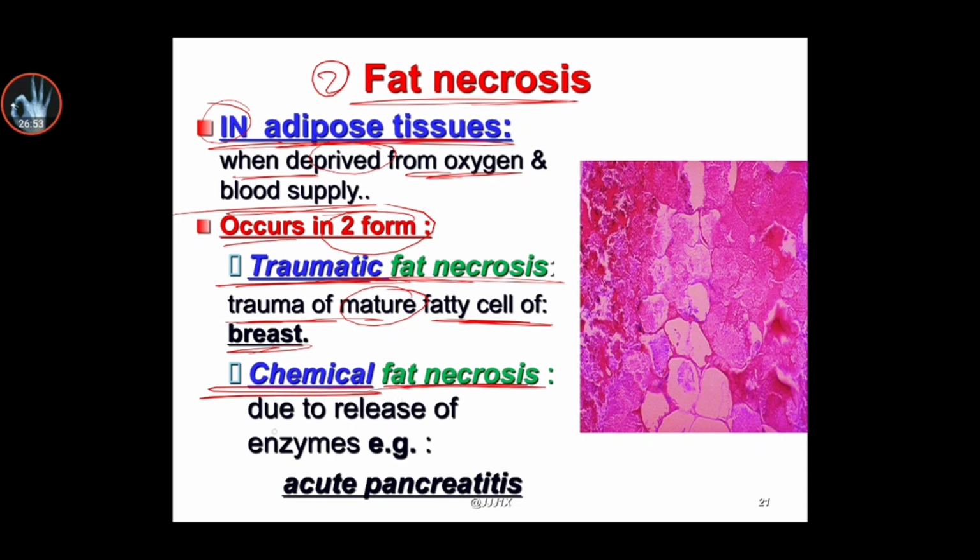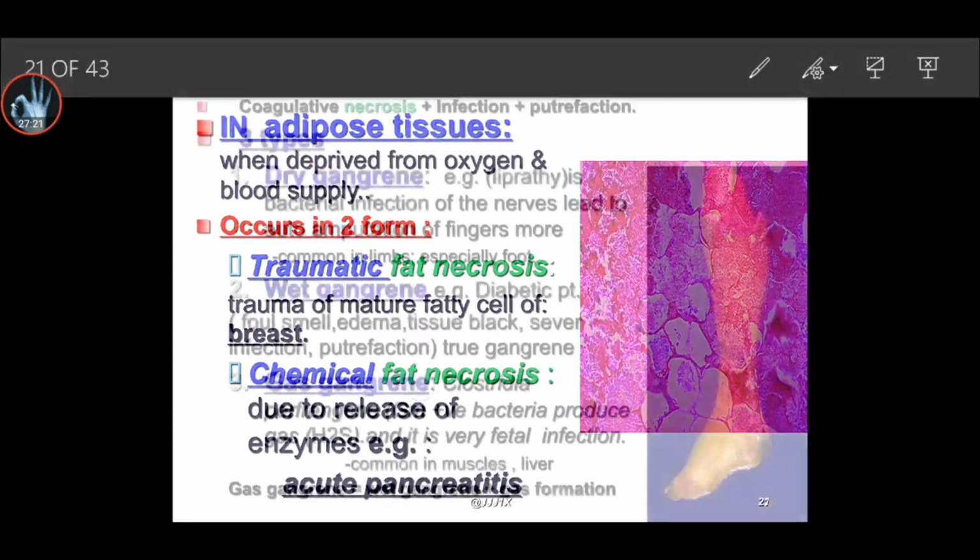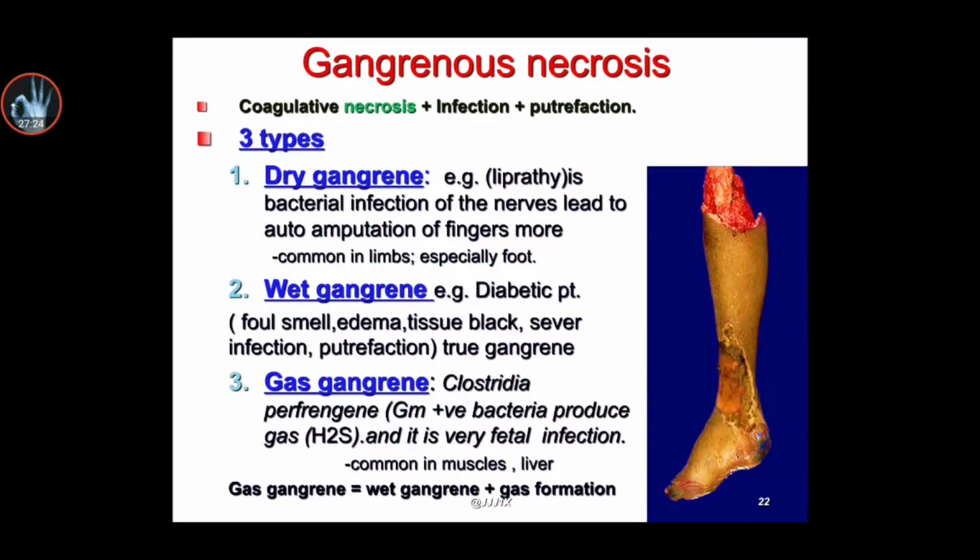Chemical fat necrosis is due to the release of enzymes, as in acute pancreatitis, okay, inflammation in the pancreas. So there is a release of enzymes which lead to pancreatitis. That is, enzymes secreted in the pancreas cause breakdown.